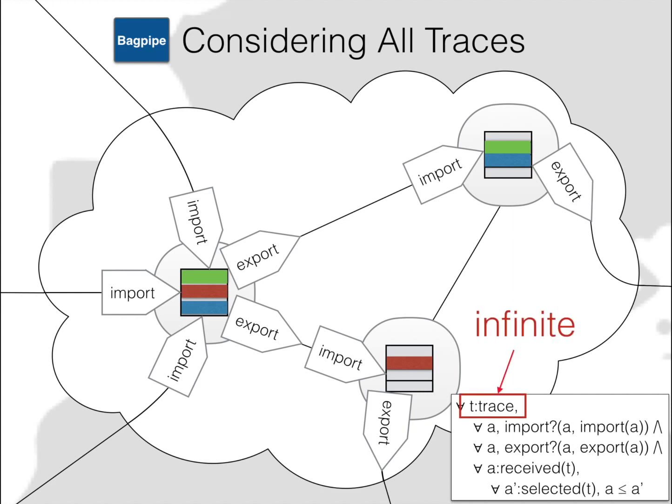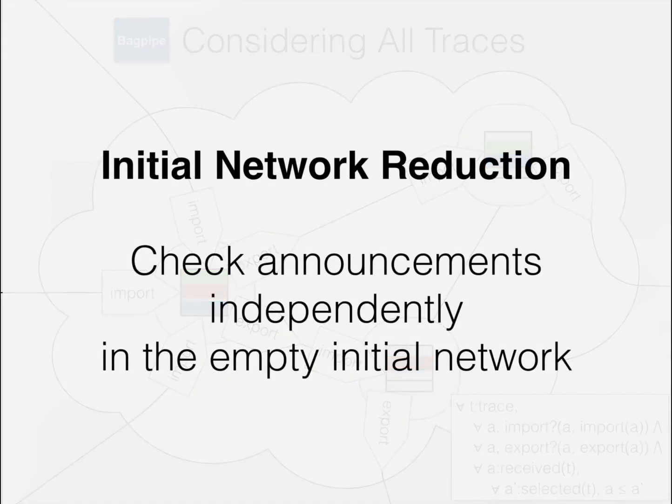However, what's hard is that we have to check this for all traces. And there's an infinite set of traces. For example, just consider that after forwarding red, green, and blue, this ISP may also have to forward purple and yellow and whatever other color you can think of, and then maybe withdraw an announcement and send the same one over again. Now our solution to this problem is the initial network reduction.